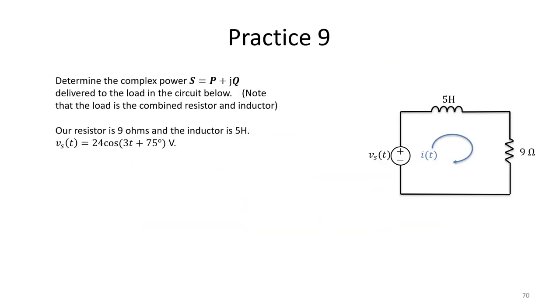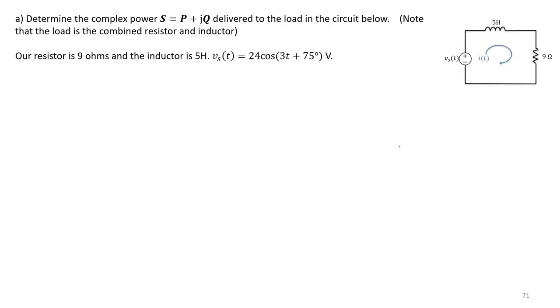All right, our last practice question is one of our earlier examples on complex power. In this example, we're trying to find complex power delivered to the load in the circuit. And here we know that our resistor is 9 ohms and the inductor is 5 henries. We are also given our voltage source. So if you see complex power, your brain should immediately be thinking about our toolbox equations. We know that complex power S is V I star over 2.